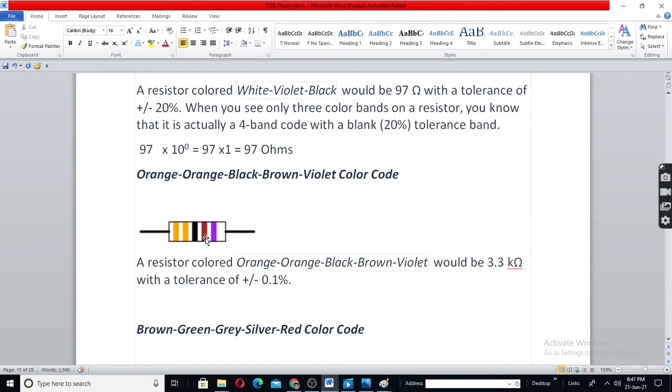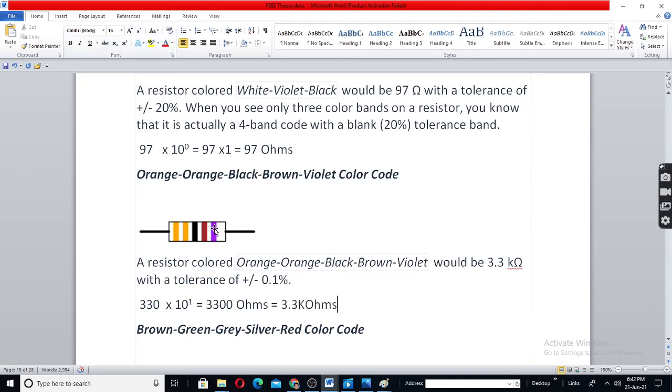Fourth one is used for multiplier. Fifth one is used for tolerance. So orange, orange. Orange means 3. Black means 0. So 330 into, this is brown. Brown means 1. So 10 to the power of 1. You will get 3300 ohms or 3.3 kilo ohms.